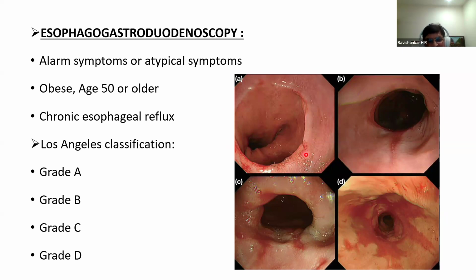So that is Los Angeles classification grade A. Show the grade B and grade C and all that. Yes, sir, this is the mucosal break, sir. See, there are multiple ones here. Virtually the entire circumference is involved. Yes, grade D, virtually the entire circumference is involved. Okay.